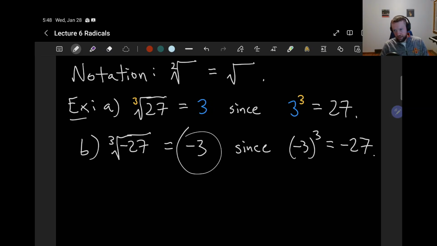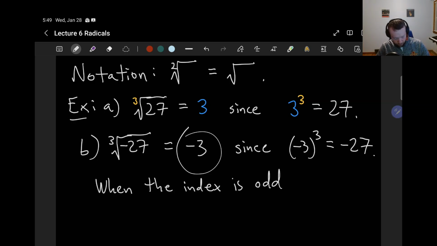So this actually boils down to the fact that the index is odd. If you take a negative number to an odd power, so you're multiplying an odd number of negatives, that's going to leave your result as a negative. So when the index is odd, like 3, you can take the root of a negative.